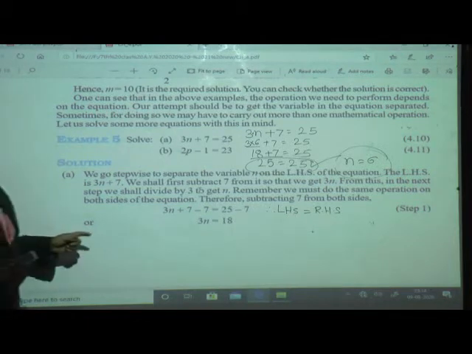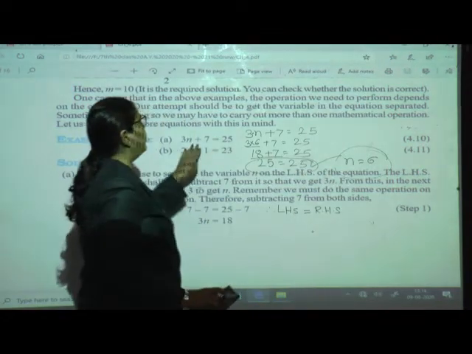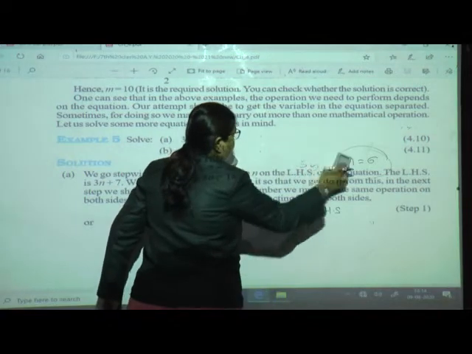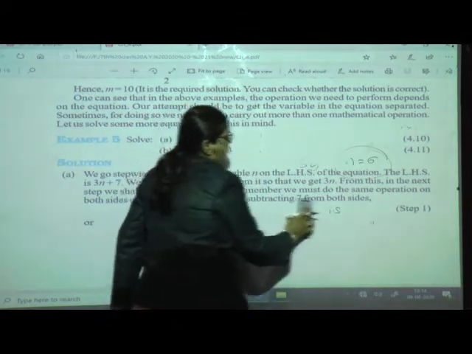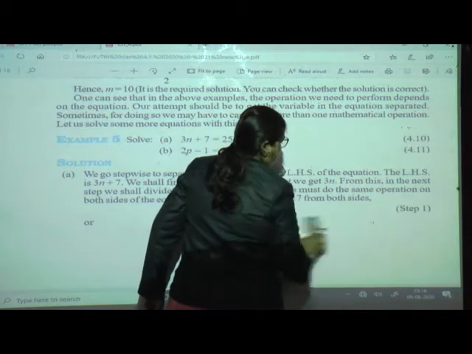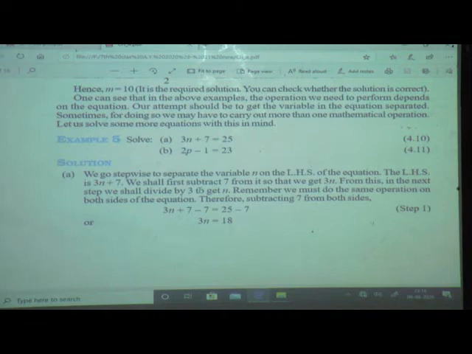We just checked by substituting the value of the variable in the given equation, and we found out whether the value we got is correct or not. So this is nothing but a small trick. You can cross verify whether the answer you have got is correct or not. In this way, another example is there.